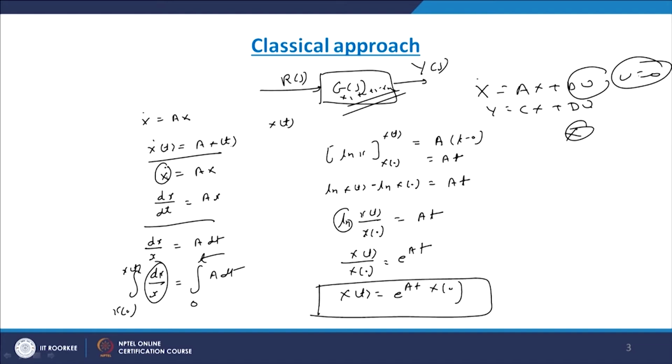What we have done here: x dot we have taken as dx by dt equal to Ax, then this x we have taken to the other side, so dx by x equals A dt. Then we integrated, took the logarithm of x from x0 to x of t equal to A into t, and solved it, and finally we got x of t equals e raised to At into x of 0. The problem is sometimes how to determine e raised to At. That is called the state transition matrix.